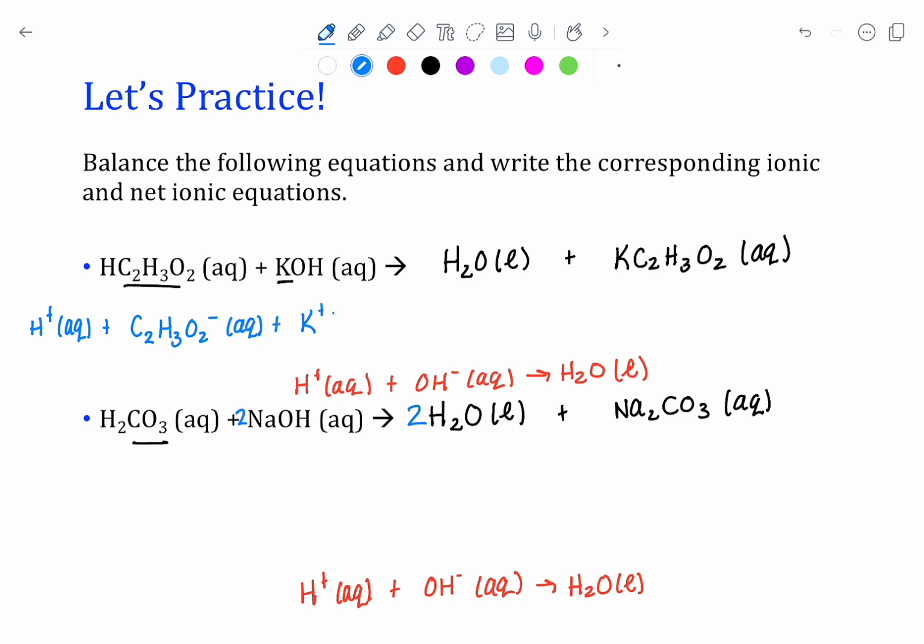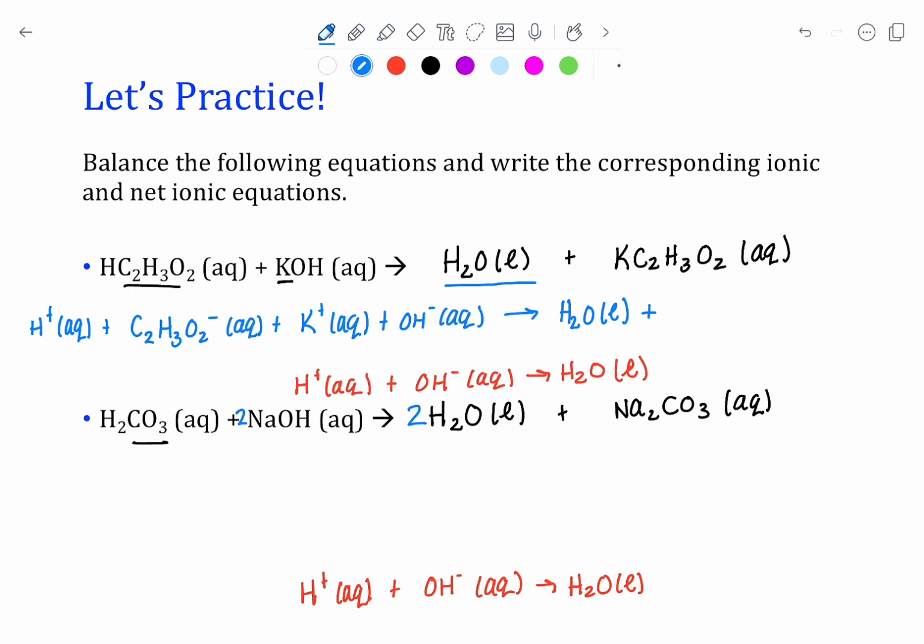Plus potassium ion. And hydroxide ion. We create water, but water does not have AQ as its notation. It is a full molecule, so we keep it together in the ionic. So we keep that as is. It does not have AQ notation, it has L notation because it's a pure liquid.